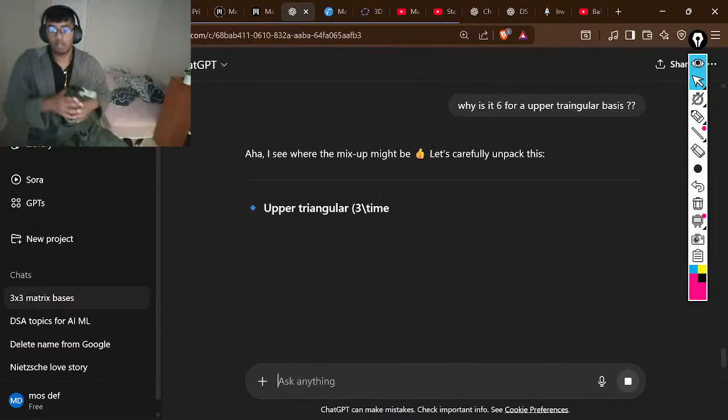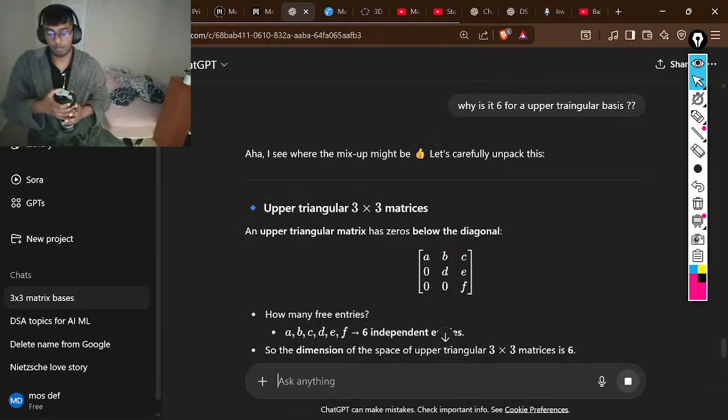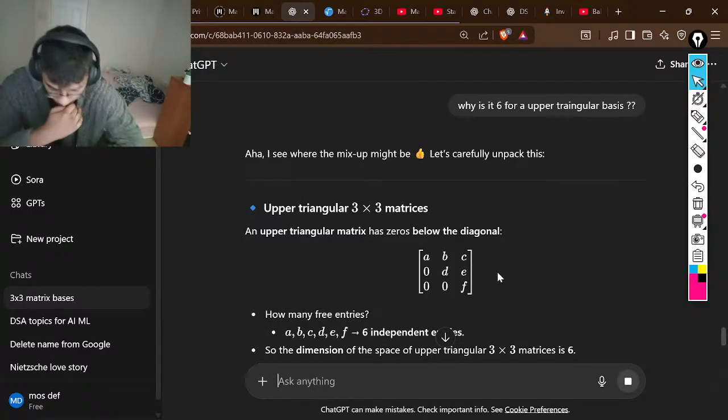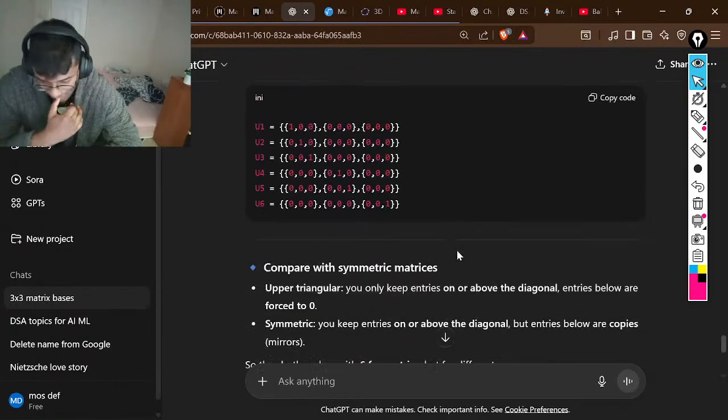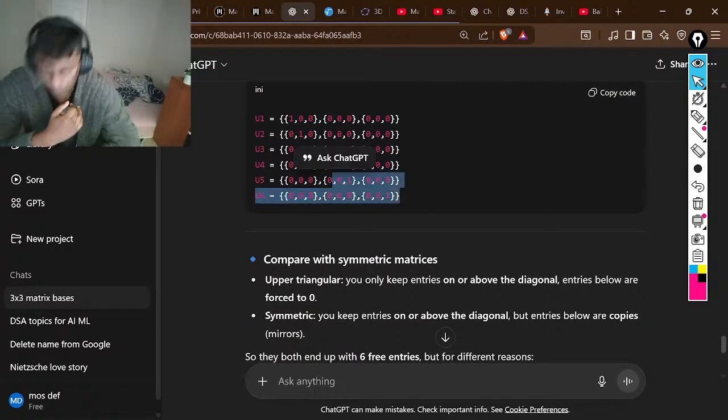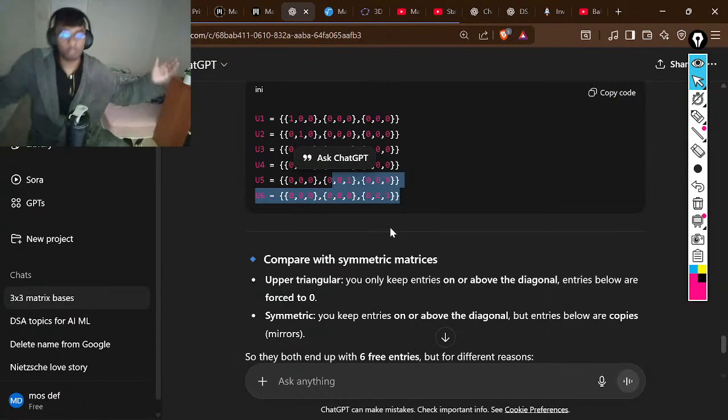Let's look at it. I see where the mix-up might be. Upper triangle is basically this. I can change this, change this, change this, this one, this one, this one. I mean, mathematically it makes sense, but I just want to visualize it. Can I make it visualize it?